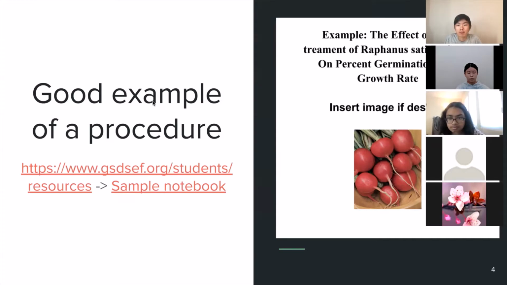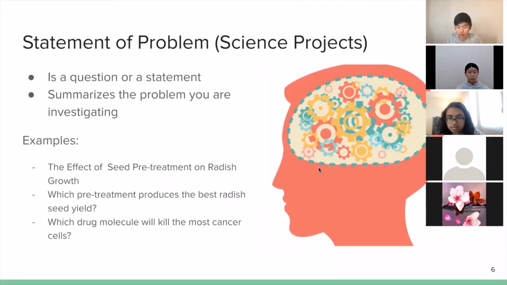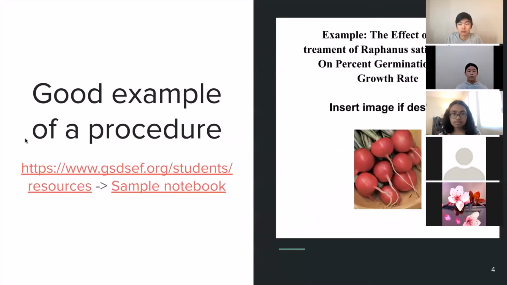So these presentations are meant to help you write your notebook and cover the components in this sample. As a reminder, it's required for this year's fair, so be sure to take a look at that if you're new to the process.